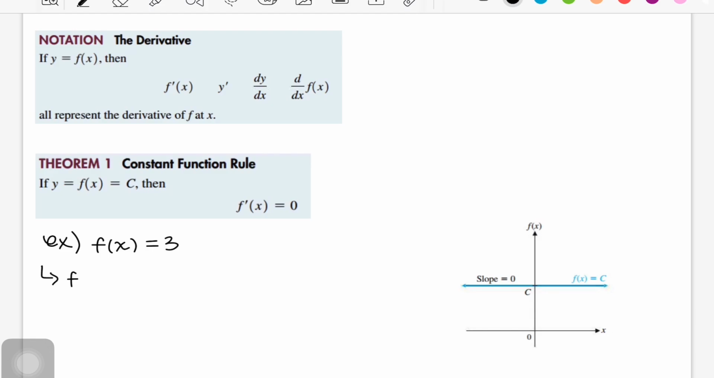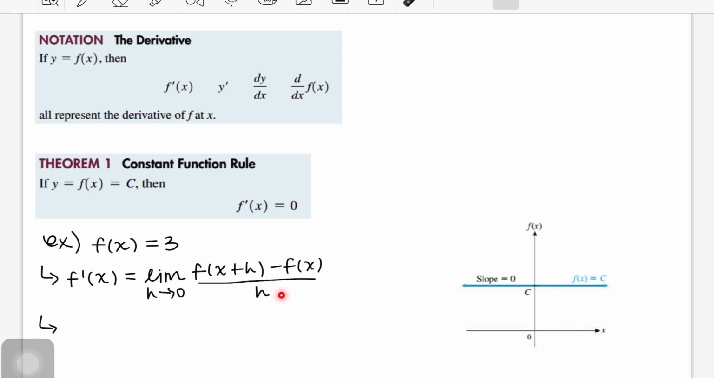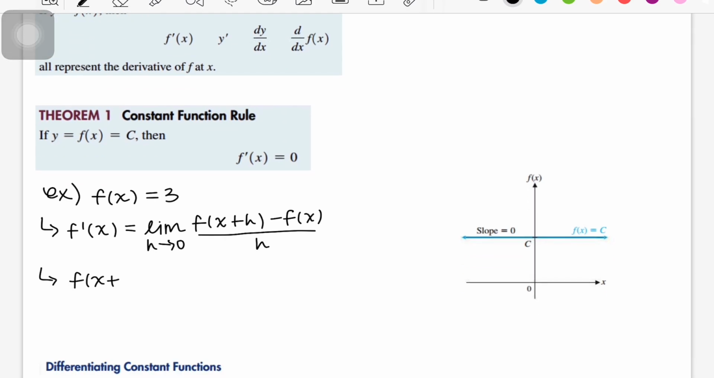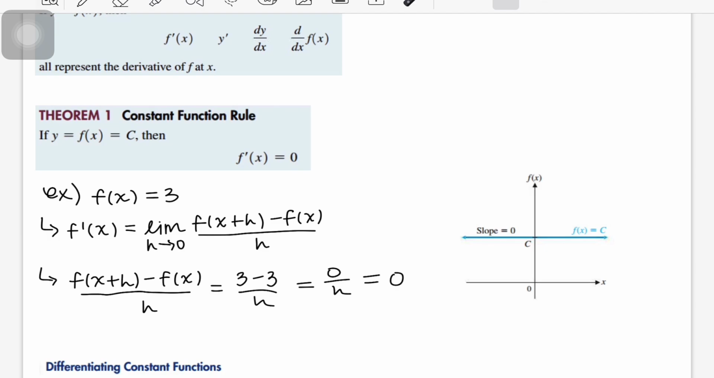And if we were to do the four-step process in this case, we would try to find the derivative by taking the limit of our difference quotient as h goes to 0. And then just looking at our difference quotient, ignoring the limit for a second, we have that this will just be equal to 3 minus 3 because we don't have any values to plug x plus h in for our constant function, and then we're just subtracting our constant function. So we end up with 0 over h, which is equal to 0. So this is why, no matter what, when we have a constant function, the derivative will be equal to 0.